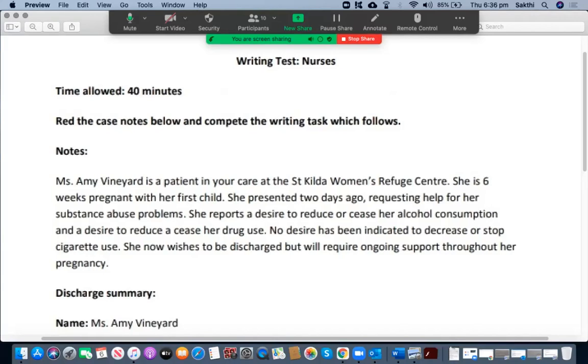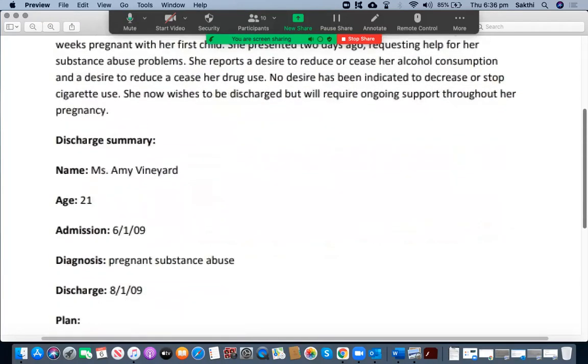Miss Amy Vineyard is a patient in your care at the St. Kilda Women's Refugee Center. She is 6 weeks pregnant with her first child. She presented 2 days ago requesting help for her substance abuse problems. She reports a desire to reduce or cease her alcohol consumption and a desire to cease her drug use. No desire has been indicated to decrease or stop cigarette use. She now wishes to be discharged but will require ongoing support throughout her pregnancy.